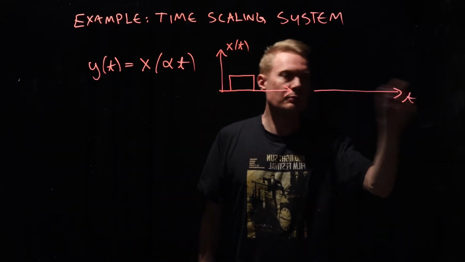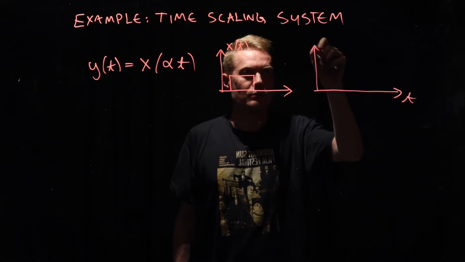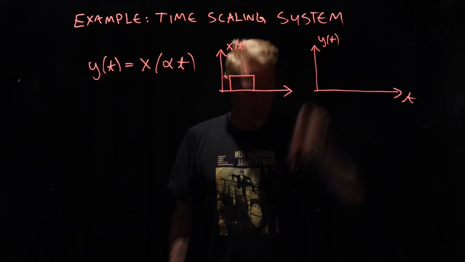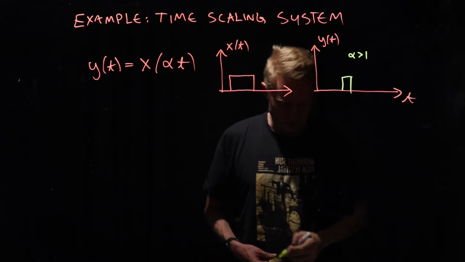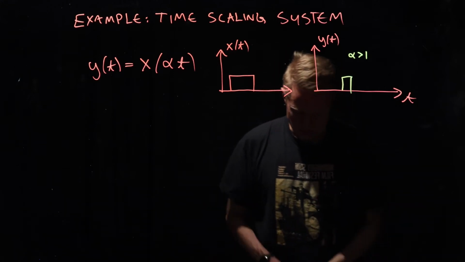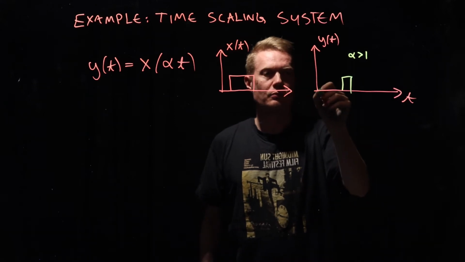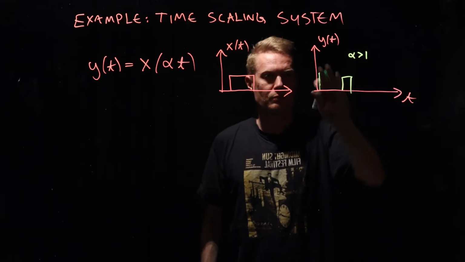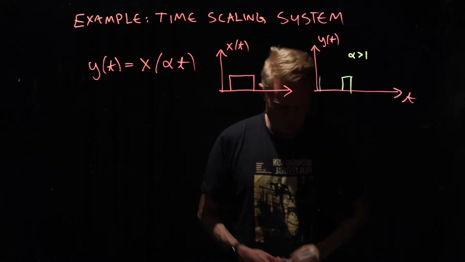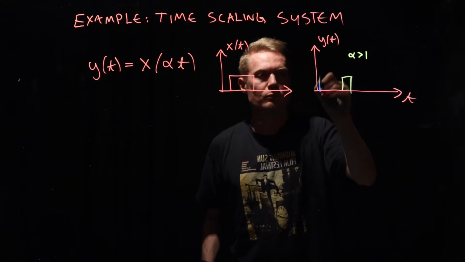So the input signal x of t is a boxcar, and the output y of t depends on the value of alpha. So if alpha is larger than 1, the boxcar signal will be compressed, will be scaled in time to be shorter. Let me demonstrate this with audio. The boxcar signal will be compressed, will be scaled in time to be shorter.